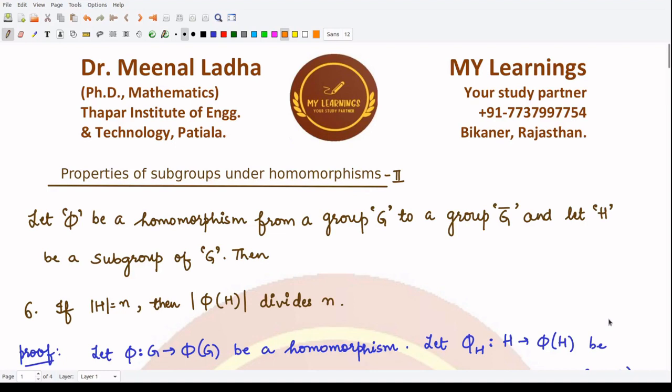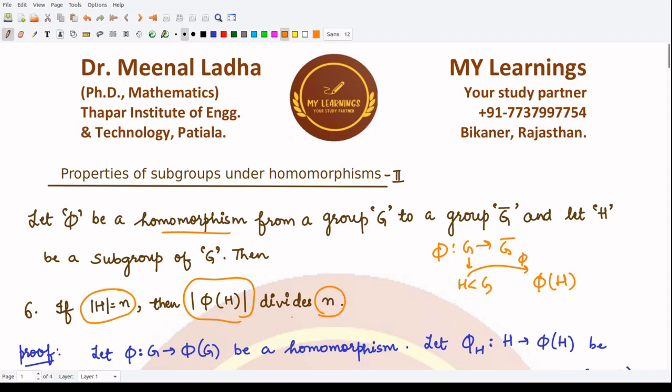In this video, we'll be continuing with the properties of subgroups under homomorphism. Previously we have studied the 5 properties. Now let's move on to the 6th property. We have assumed that phi is a homomorphism from the group G to the group G bar, and H is some subgroup of this group G. Then if the order of this subgroup H is given to be H, then we say the image formed by phi of H has an order that divides the order of H. This is the result.